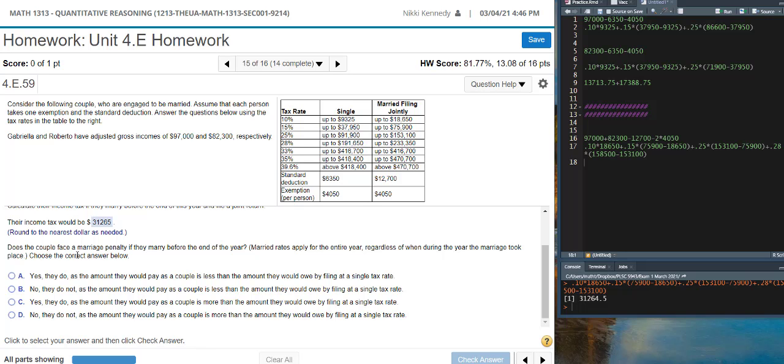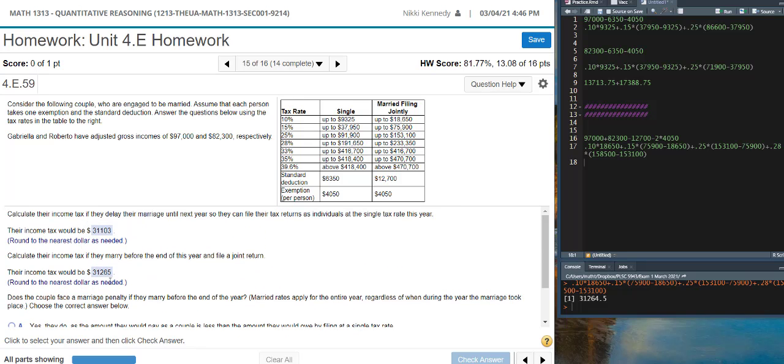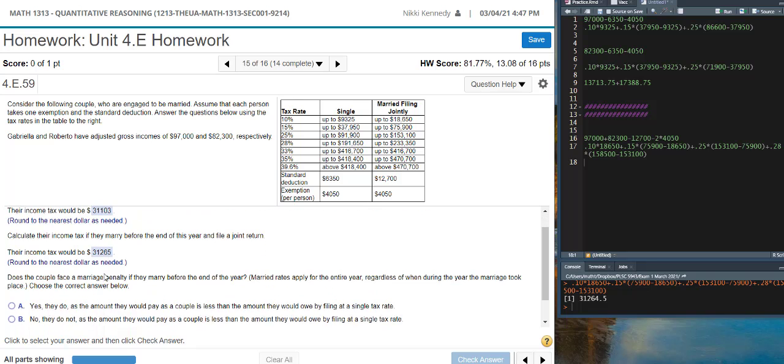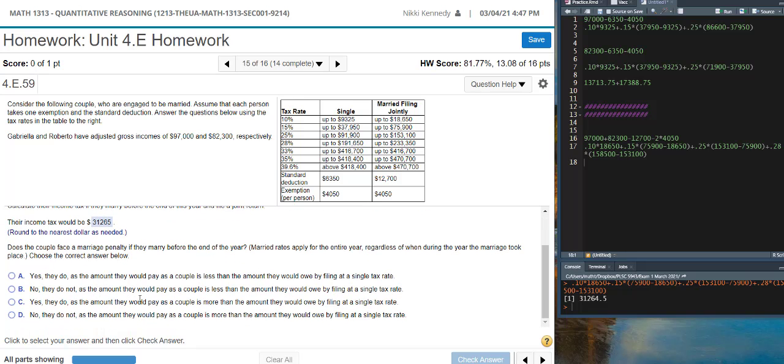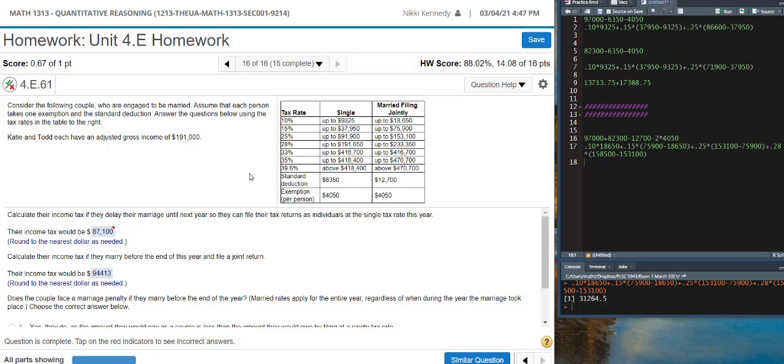Does the couple face a marriage penalty if they marry before the end of the year? Yes, they do. So we already see that there is a difference. We pay more money if we file married than we do if not. The book talks about marriage as really a decision of the heart, something along those lines. But in this scenario, if they get married, they are going to have to pay an extra $162. So yes, they do. And that's because if they are a couple, they'll pay more than if they were single. And that is how that problem works.